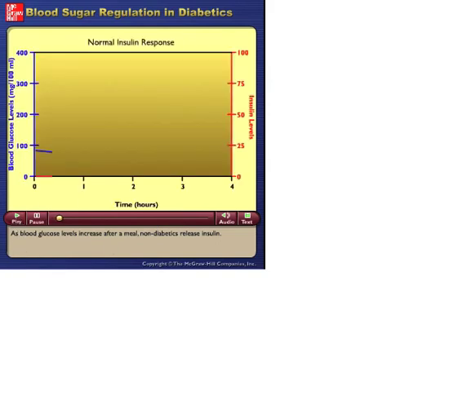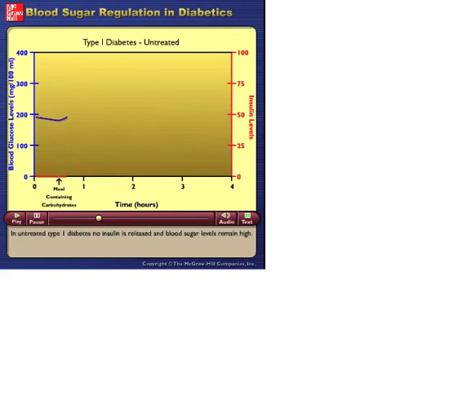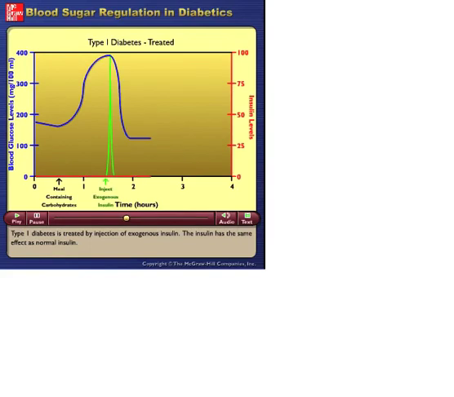As blood glucose levels increase after a meal, non-diabetics release insulin. Insulin signals the cells in muscle and liver to take up glucose from the blood. This causes blood sugar levels to return to normal. In untreated type 1 diabetes, no insulin is released and blood sugar levels remain high. Type 1 diabetes is treated by injection of exogenous insulin. This insulin has the same effect as normal insulin.